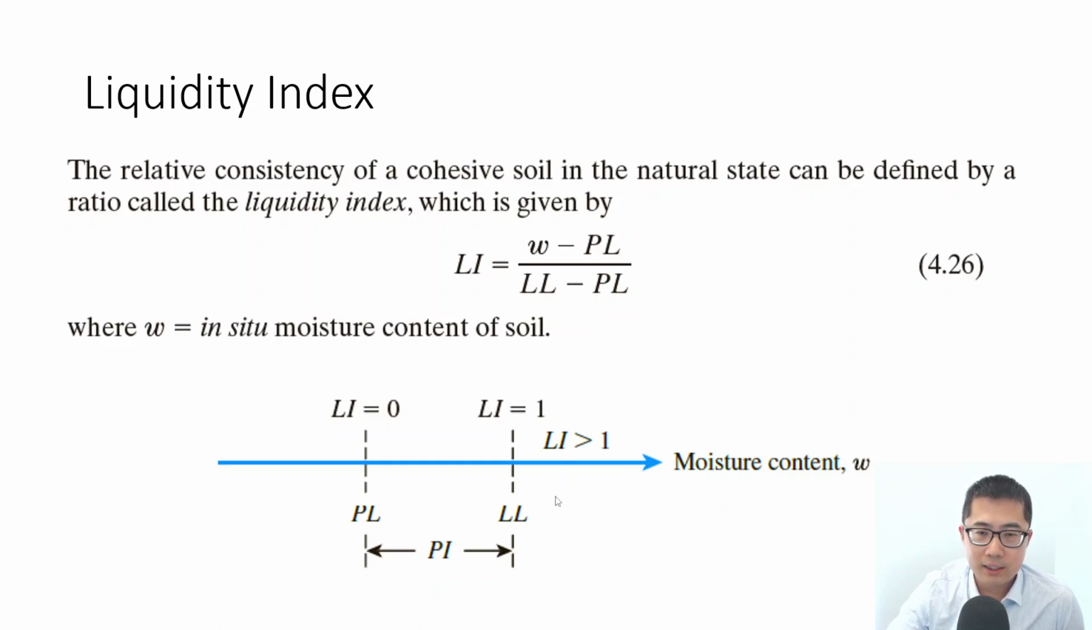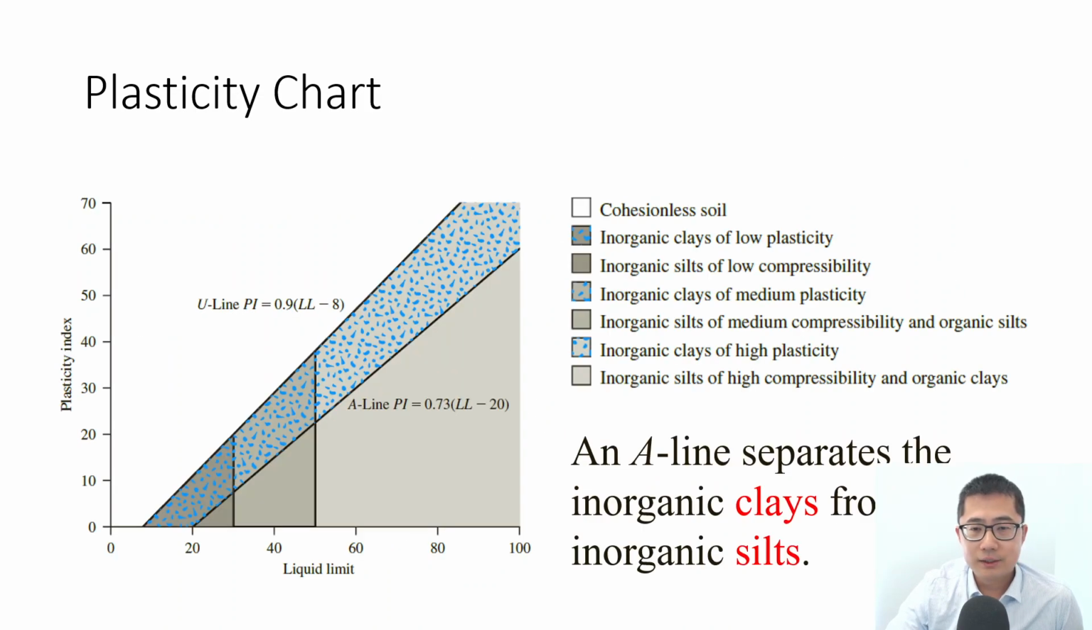So LI should be a number that could be 0, it could be negative, it could be 1, it could be more than 1. So it really depends on where your soil is standing. So that's LI.